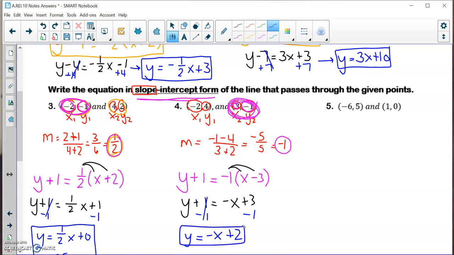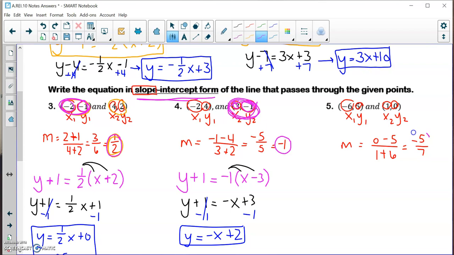So it's just one extra step from numbers 1 and 2. We just need to find the slope. All right, number 5, same thing, x1, y1, x2, y2. Let's find our slope by using the slope formula. y2 minus y1 all over x2 minus x1. 1 minus a -6 is really a 1 plus a 6, so I wind up with a slope of -5/7.